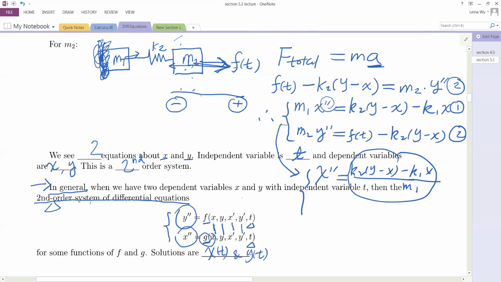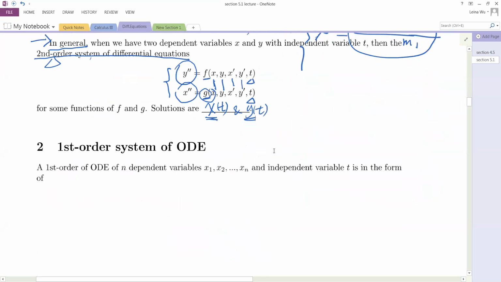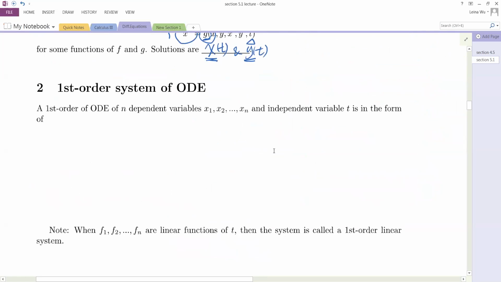Other questions? However, the key note here is that even though you see such a system of equations, what we are trying to solve is x and y. So that's the introduction of second order systems. In order to solve second order or third or fourth order, we first need to know how to solve a first order system of ordinary differential equations.